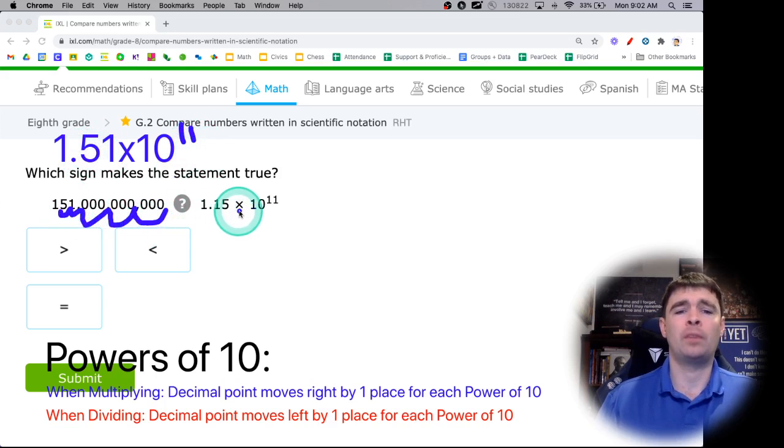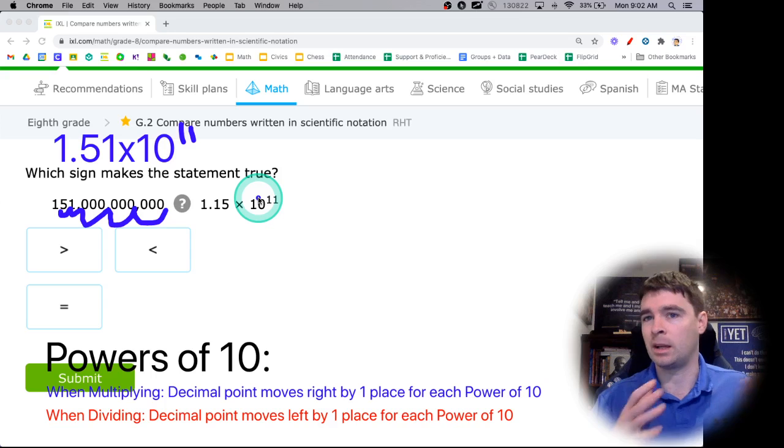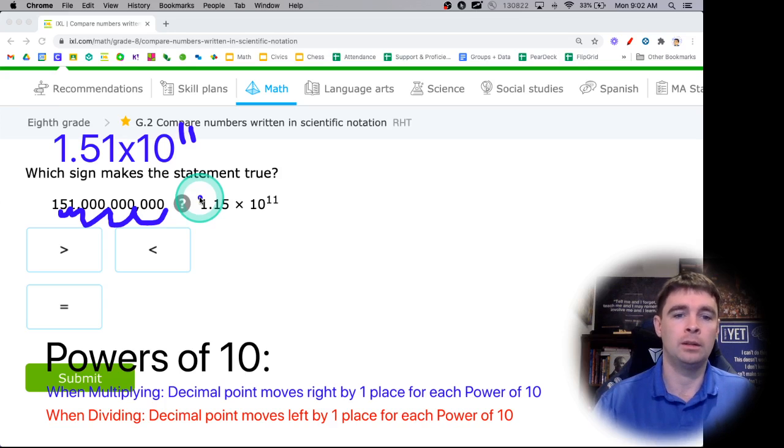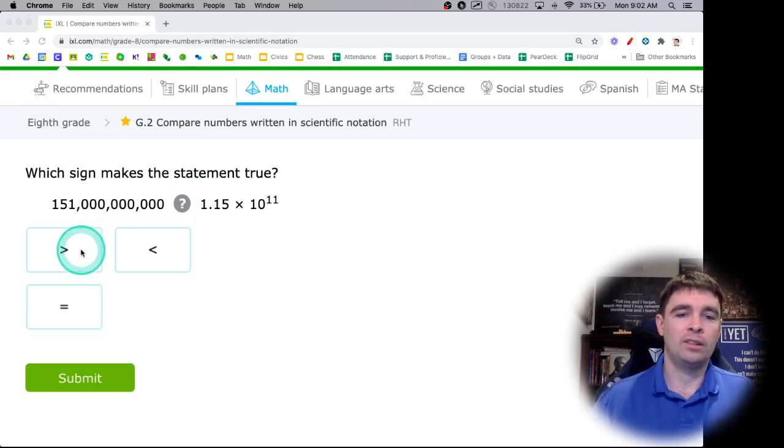This is 1.15 times 10 to the 11th, so they have the same powers of 10, but $1.51 is more money than $1.15. So if you have more money to start with, and they both get multiplied by the same powers of 10, in this case 11 copies of 10, that $1.51 is still going to be more than the $1.15 after they both get 11 powers of 10 multiplied. So for that reason, we're picking the greater than symbol here.